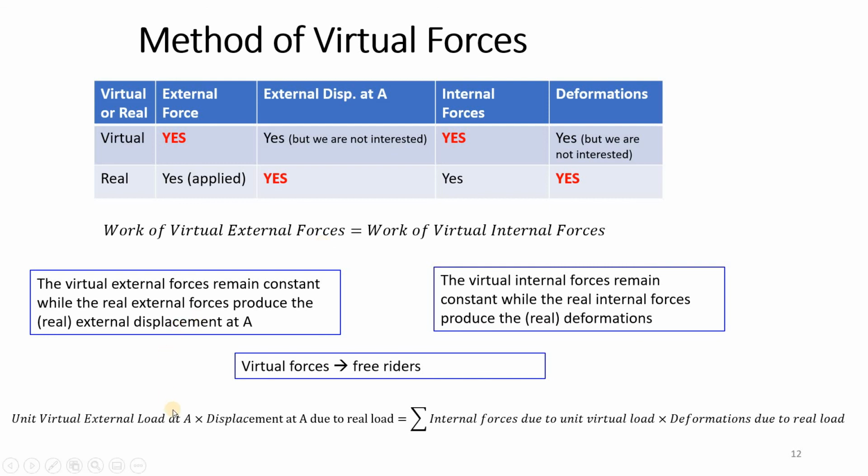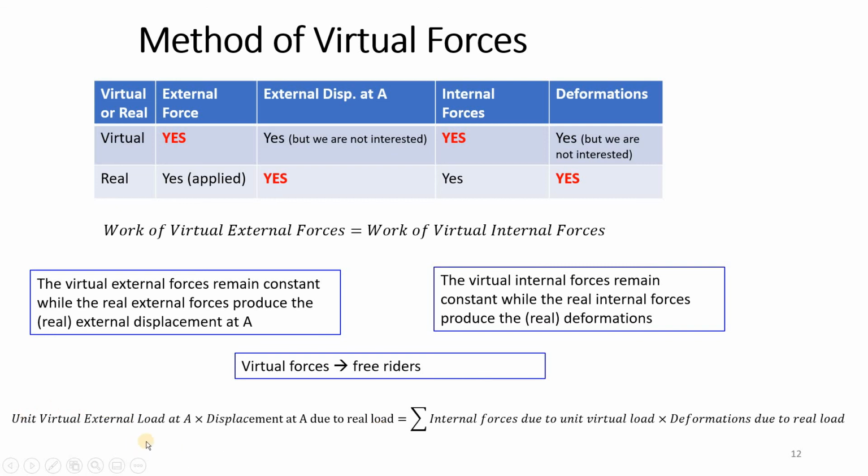Now, unit virtual external load at A. So we are calculating the work of the virtual external forces, which would be equal to unit virtual external load at A times displacement at A due to real load. And this is what we need to determine. Keep in mind, displacement at A due to real load is what we need to determine.